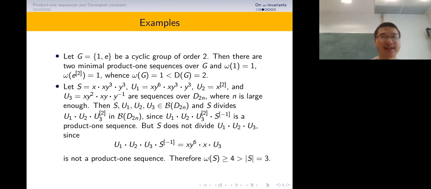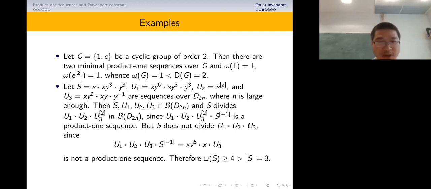Okay. Next, we see another example. Now we also consider the non-abelian groups. Our candidate is the dihedral group. We choose S, U1, U2, and U3. We check it, and we see that all these 4 sequences are product-one sequences. Here we demand that n is not even.